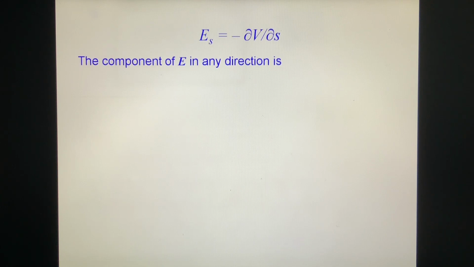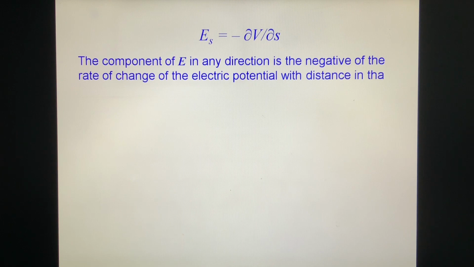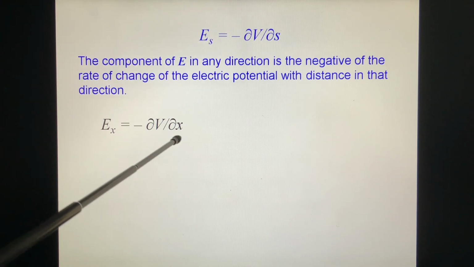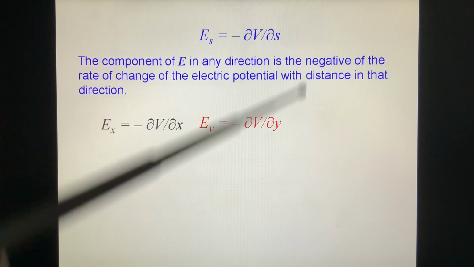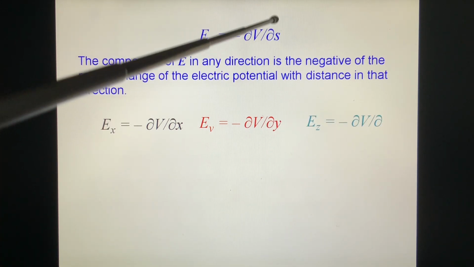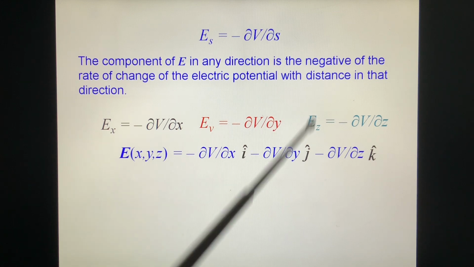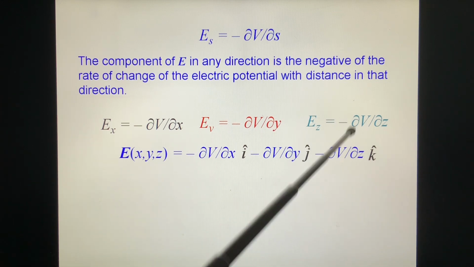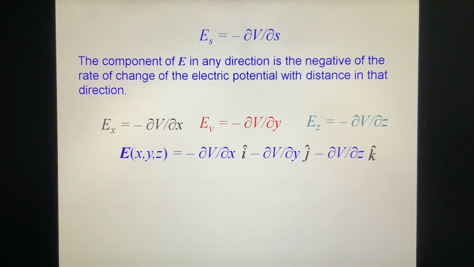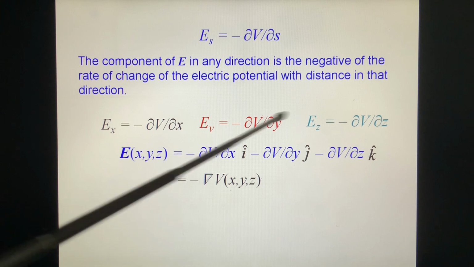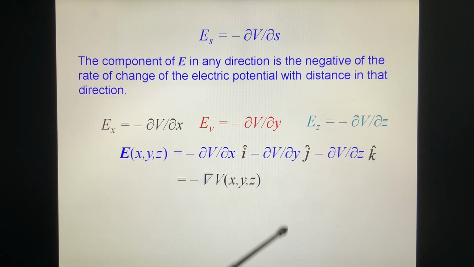The component of E in any direction is the negative of the rate of change of the electric potential with distance in that direction. So Ex equals minus partial v over partial x, Ey equals minus partial v over partial y, and Ez equals minus partial v over partial z. With three components, E equals minus partial v over partial x i, minus partial v over partial y j, minus partial v over partial z k. By mathematics, this is minus the gradient of V(x, y, z) by definition.